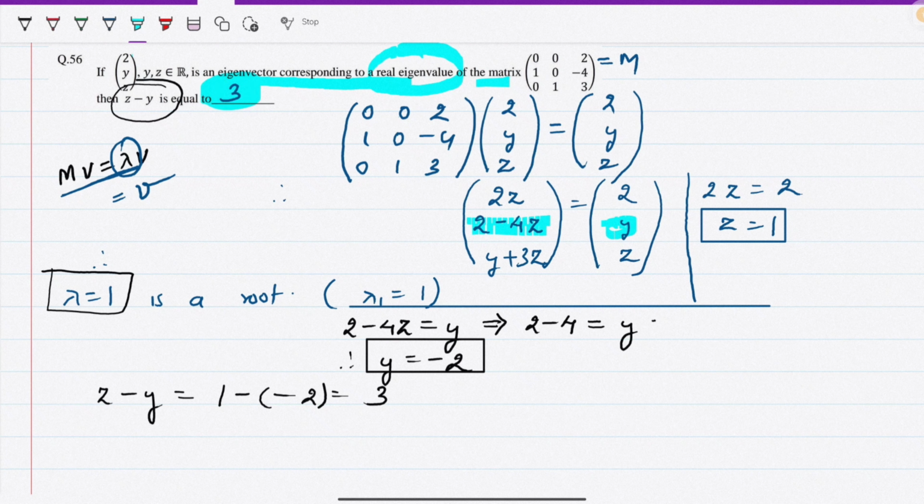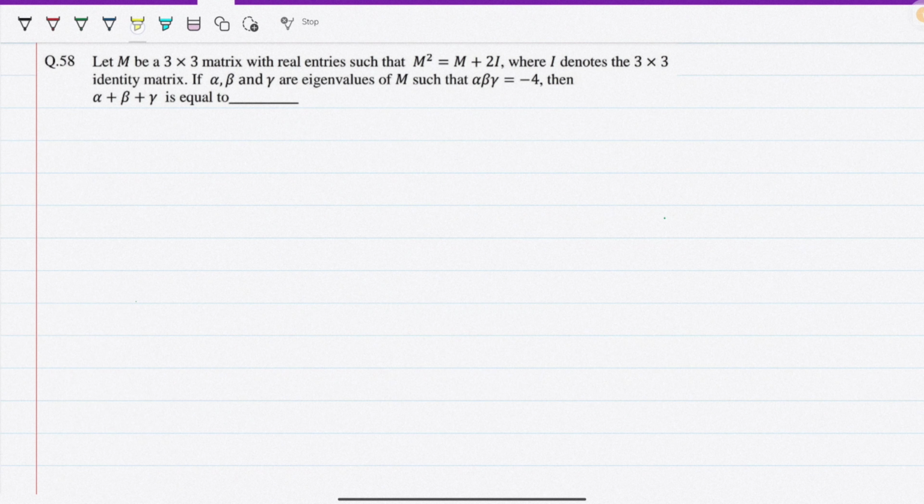Now let's move on to the next question. Another numerical answer type question, question number 58 for 2 marks. Let M be a 3 by 3 matrix with real entries such that M square is equal to M plus 2I, where I is the 3 by 3 identity matrix. If alpha, beta and gamma are the eigenvalues of M such that the product alpha beta gamma is equal to -4, then we wish to calculate the sum of the eigenvalues alpha plus beta plus gamma.